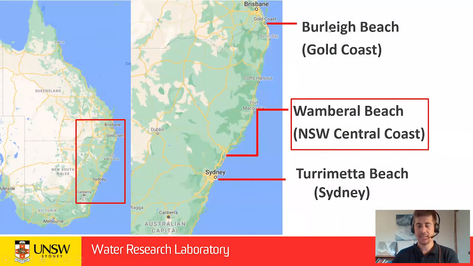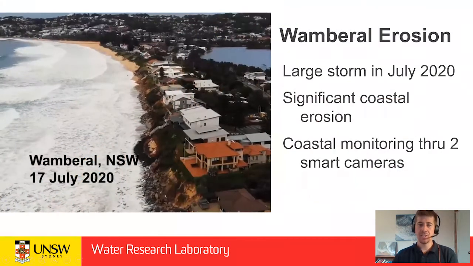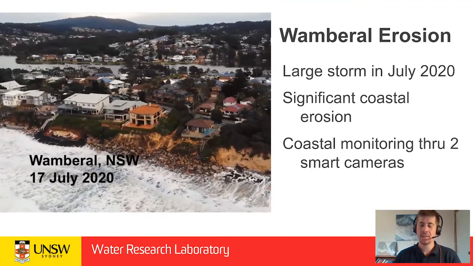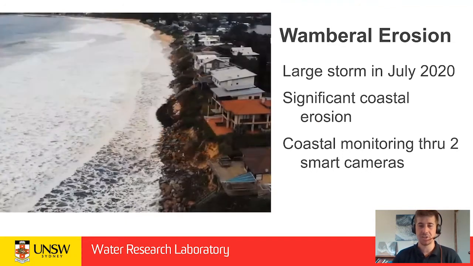So for my next case study example, we'll jump much further south to a place called Wamberal Beach, which is just 100 kilometres north of Sydney. In July last year, in 2020, a very large coastal storm eroded this particular stretch of the coastline.